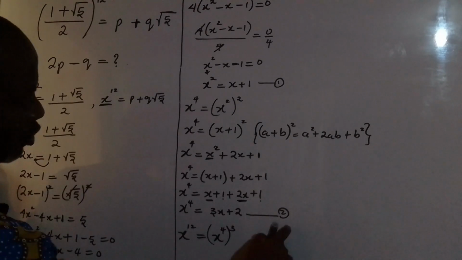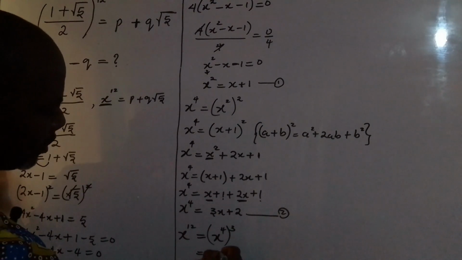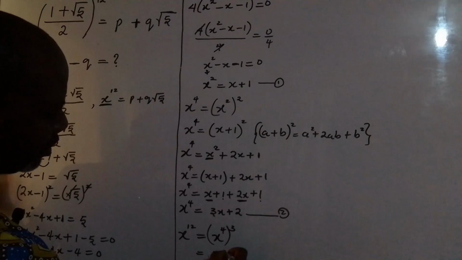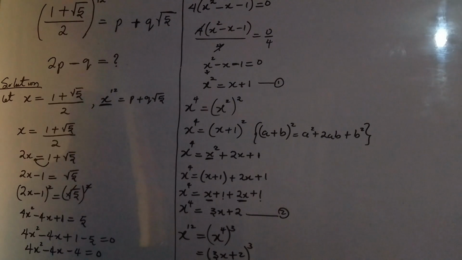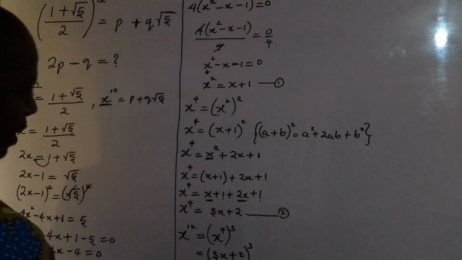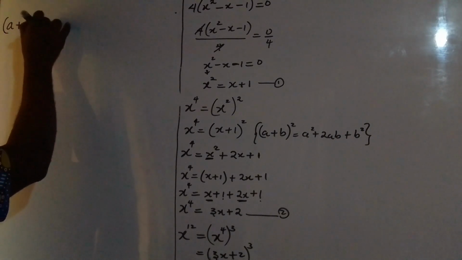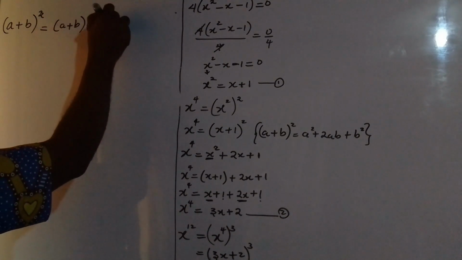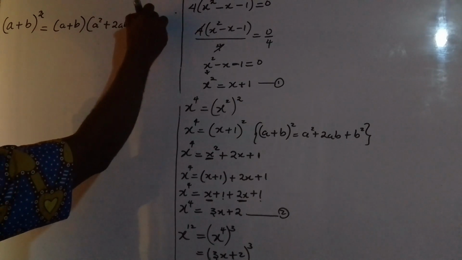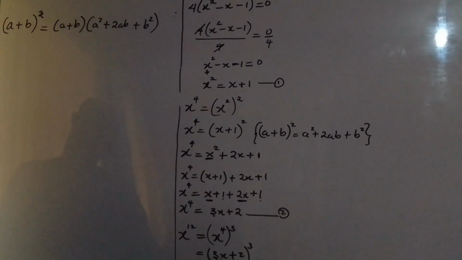And of course, from equation 2, we know that x to the power of 4 will give us (3x + 2) to the power of 3. So I'm going to apply an identity to simplify this part. (a + b) to the power of 3 will give me (a + b) times (a squared + 2ab + b squared). So I'm going to use this identity now to expand this.